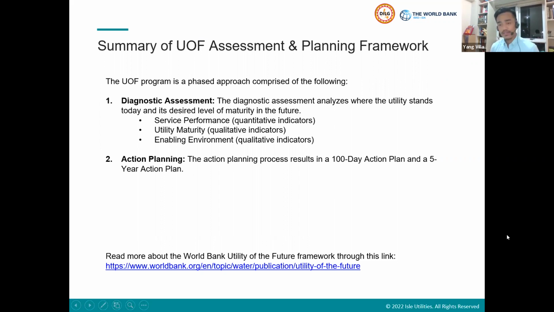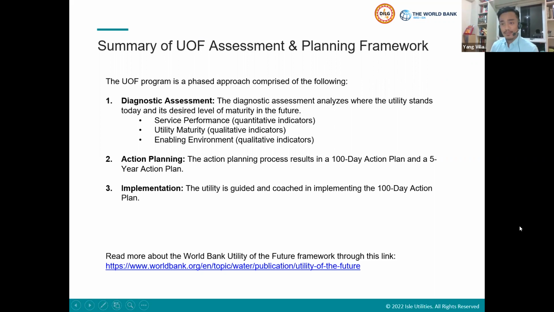The second phase of the UOF program is action planning. The action planning process results in what we call a 100-day action plan, which is the time frame that we prescribe for hitting goals quickly. And also these are action items that you can implement without as much resources or budget requirements, and which are low-hanging fruits for utilities to achieve. And we also have a 5-year action plan for the action items that take longer to accomplish.